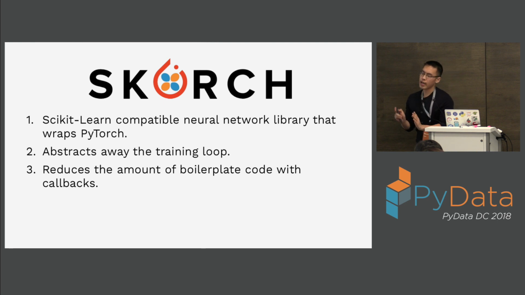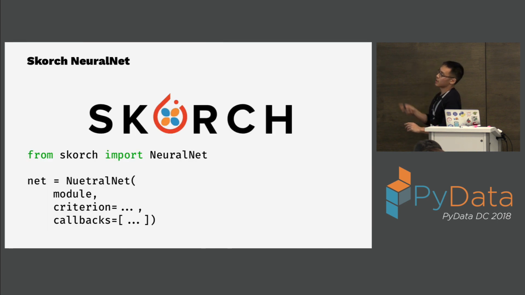The big object in Skorch is the neural net object, which you could import from the top level module. It takes a module, which is how PyTorch defines a neural net. To train a neural net, you also need a loss function, which you define using that criterion parameter, and it takes in a list of callbacks.